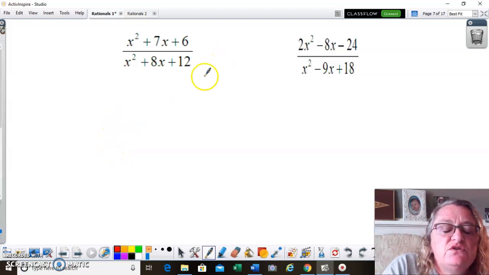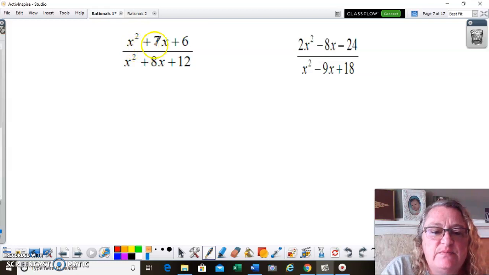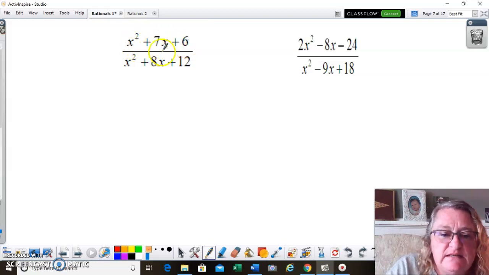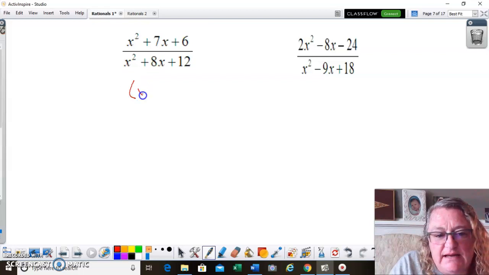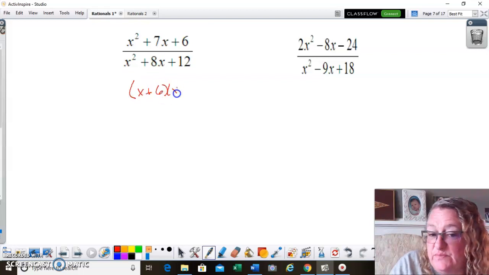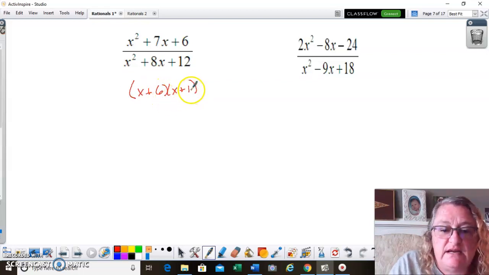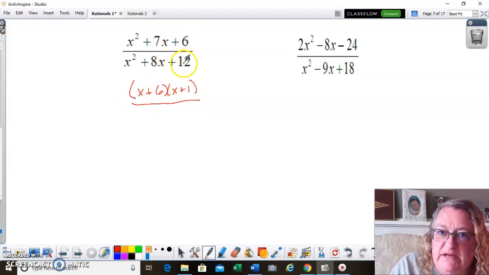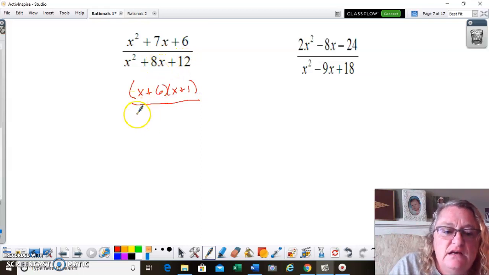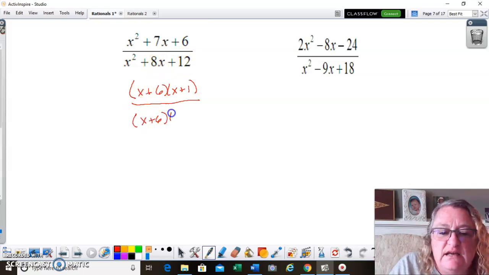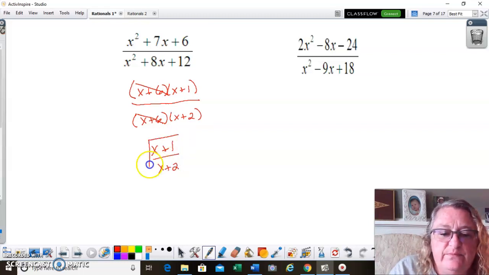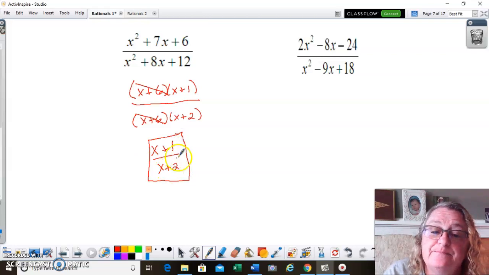In our first one, I'm looking at x squared plus 7x plus 6. I'm going to factor that, so I'm looking at x plus 6 and x plus 1, because 6 times 1 is 6 and 6 plus 1 is 7. In the denominator, it multiplies to 12 and adds to 8. I see x plus 6 and x plus 2. I have matching x plus 6's, so what I'm left with is x plus 1 over x plus 2. And that's as simple as that gets.